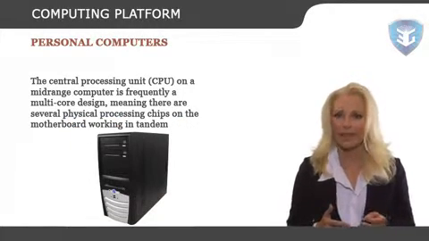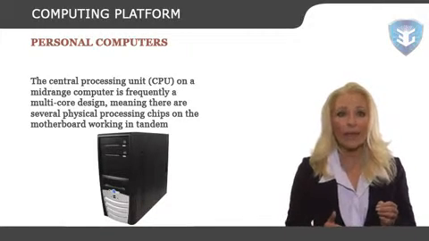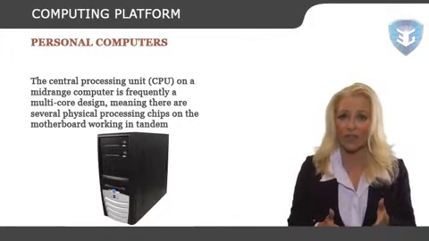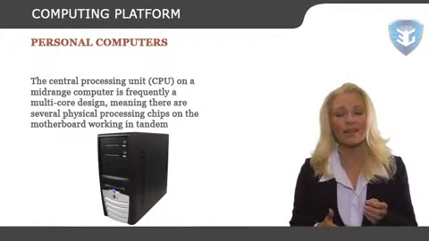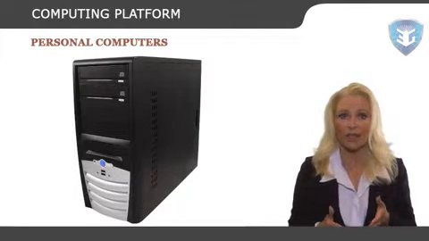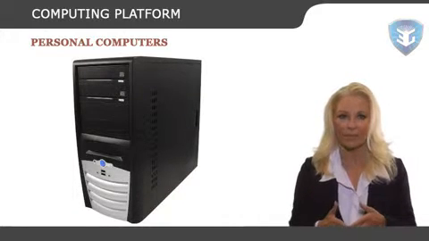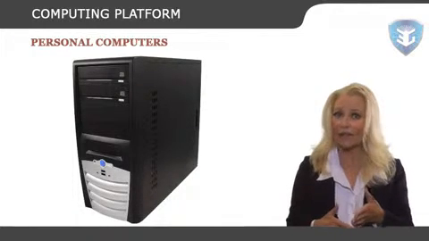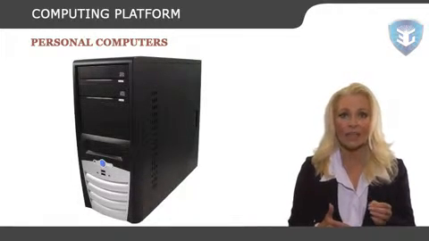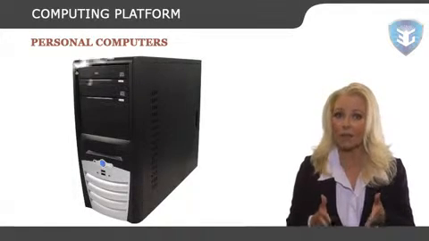The Central Processing Unit, CPU, on a mid-range computer is frequently a multi-core design, meaning there are several physical processing chips on the motherboard working in tandem. This allows a mid-range system that is being used as a network server to run several independent processes concurrently, increasing the speed and efficiency of the computer. The large amount of RAM and hard drive space sometimes contains more than a terabyte of storage.